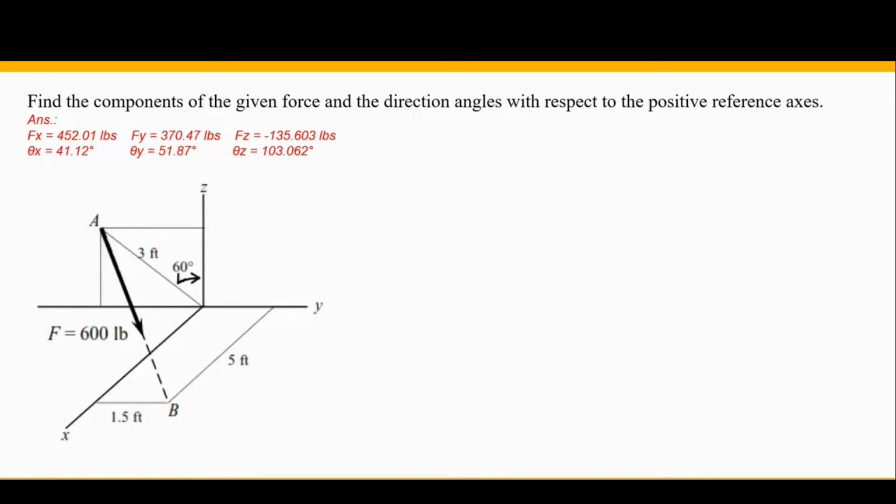So this is just an additional example for our chapter 2 before we proceed to another topic. So find the components of the given force and the direction angles with respect to the positive reference axis. This is the continuation of our vectors. We have here a force that is 600 pounds.